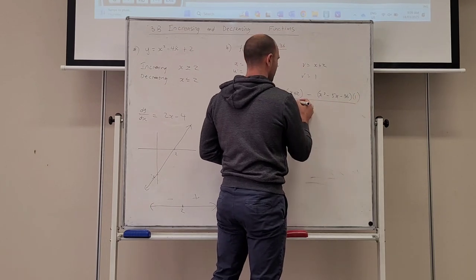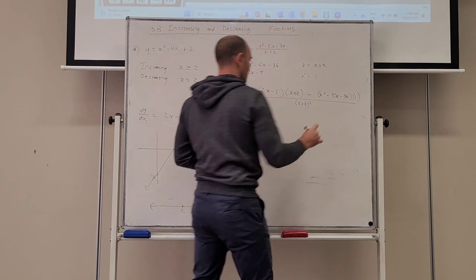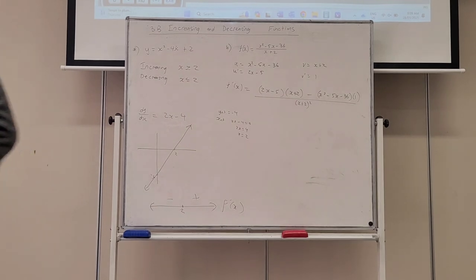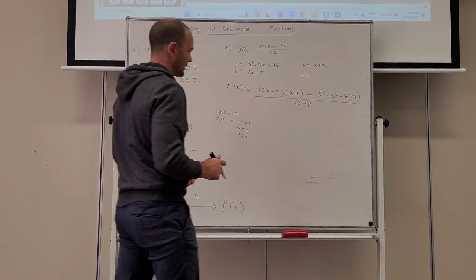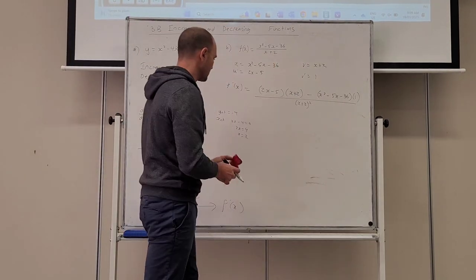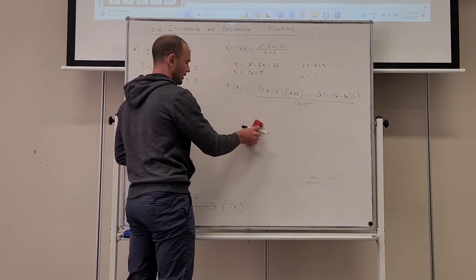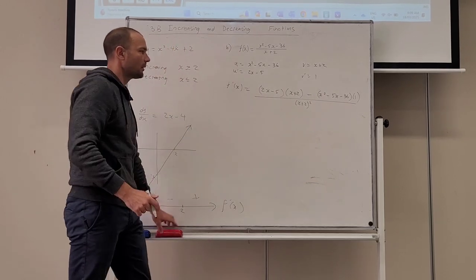All on top of v squared. Okay, that's our derivative function. Now what we're going to do is solve this sign diagram. We can solve it manually by expanding and collecting the like terms up the top here. So we'll go ahead and do that.